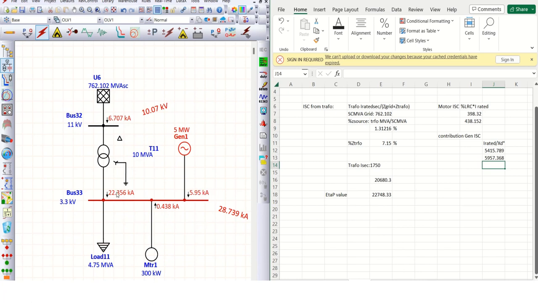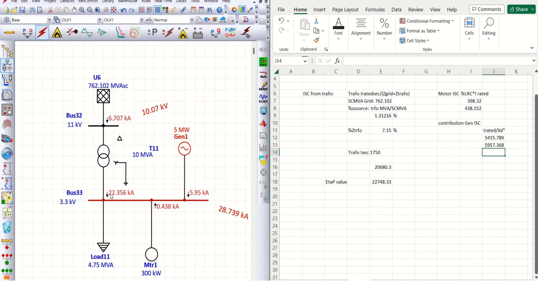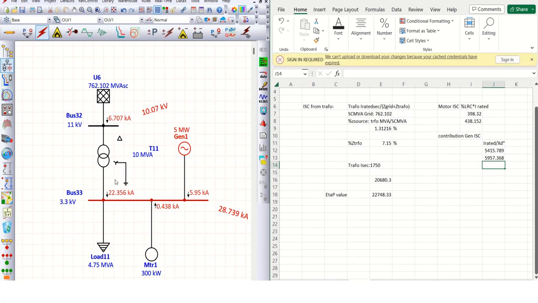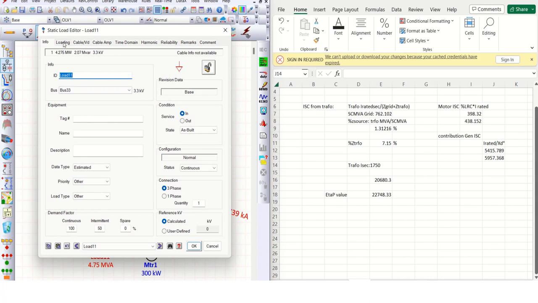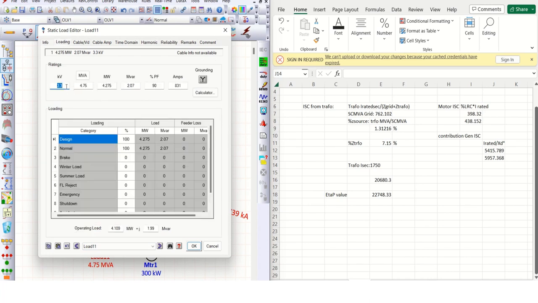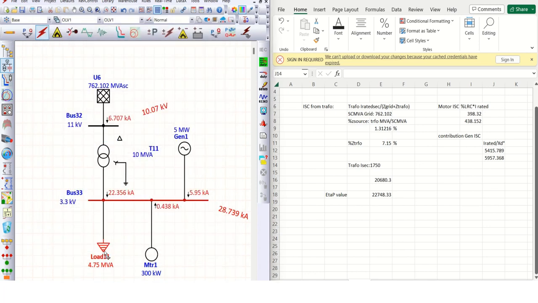So you know how to calculate trafo contribution, motor contribution, and generator contribution. Then coming to this load, this is actually a static load of about 4.75 MVA. So remember, a static load never contributes any short circuit current. That's the reason why this is zero contribution.